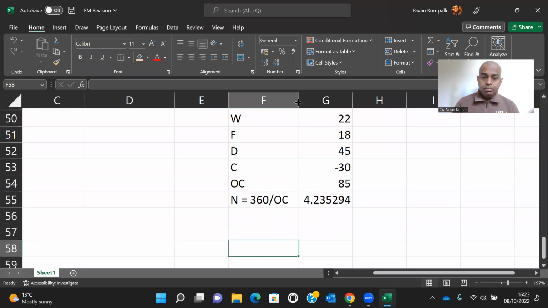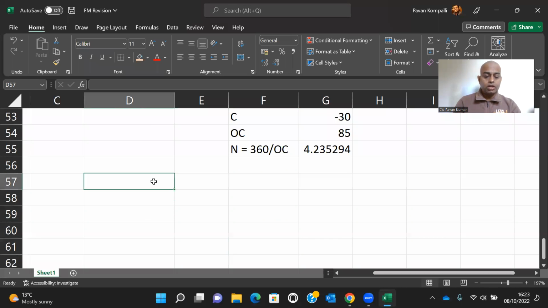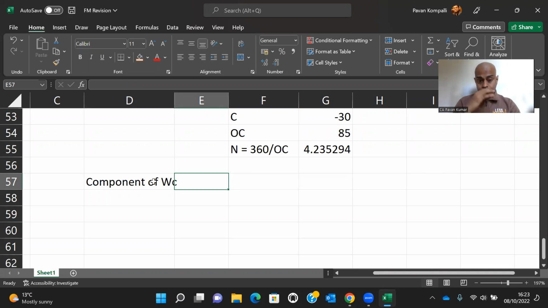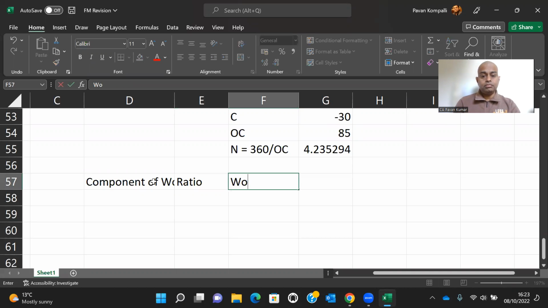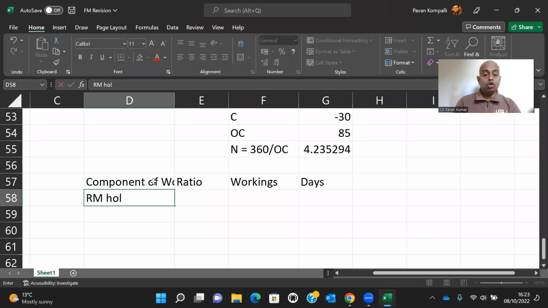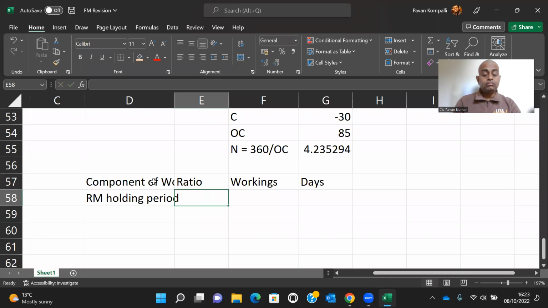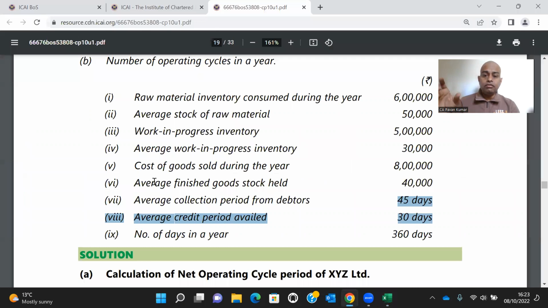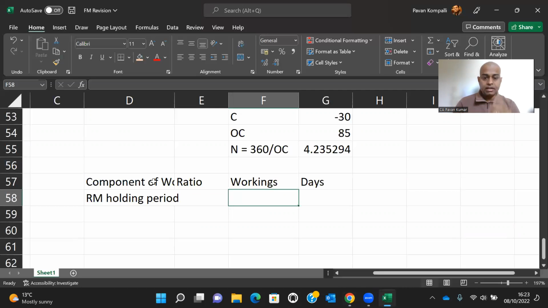Now in the exam, how to write, I'll tell you. Here you will write component of working capital. Here you write ratio. Here you write workings. Here you write days. Component, raw material holding period. Then you write the formula: average stock of raw materials divided by raw material consumption per day. Then you will do the workings. You will show that it is 50,000 divided by 6 lakhs into 360. Then you will write 30 days here.